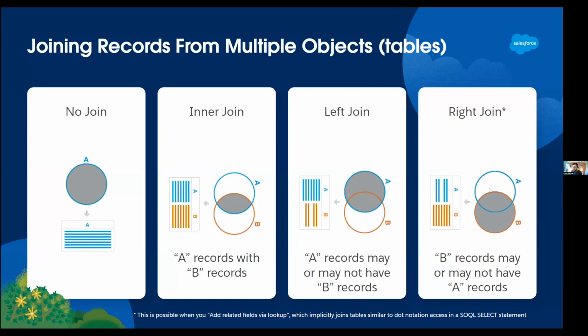Yeah, the reason this works in Salesforce is because when you add fields related to VLOOKUP, it implicitly joins the tables similar to how dot notation access works in SOQL. It's one of those Salesforce specific features that make all of this possible as far as I can deduce what's happening behind the scenes.